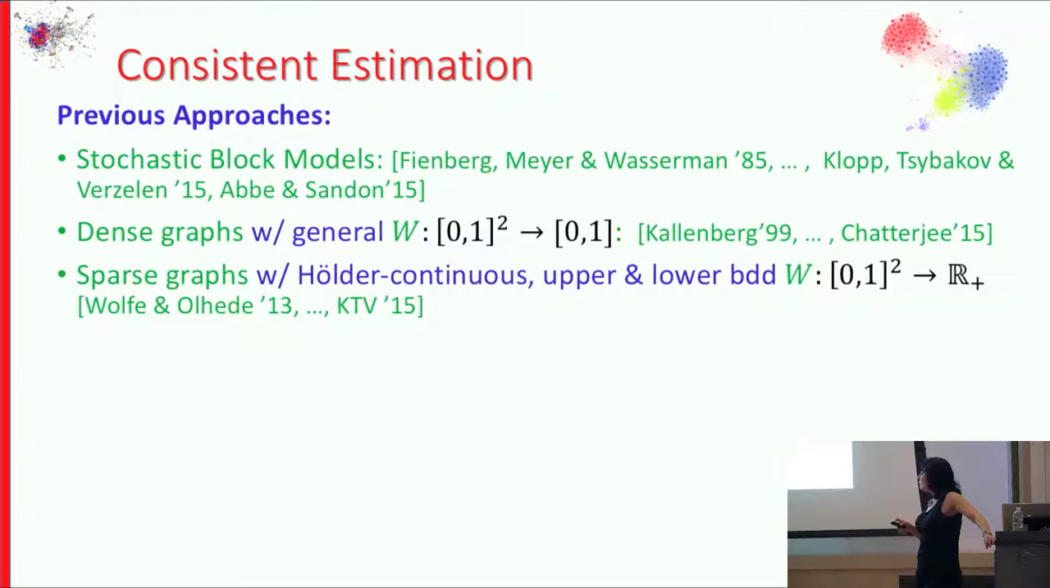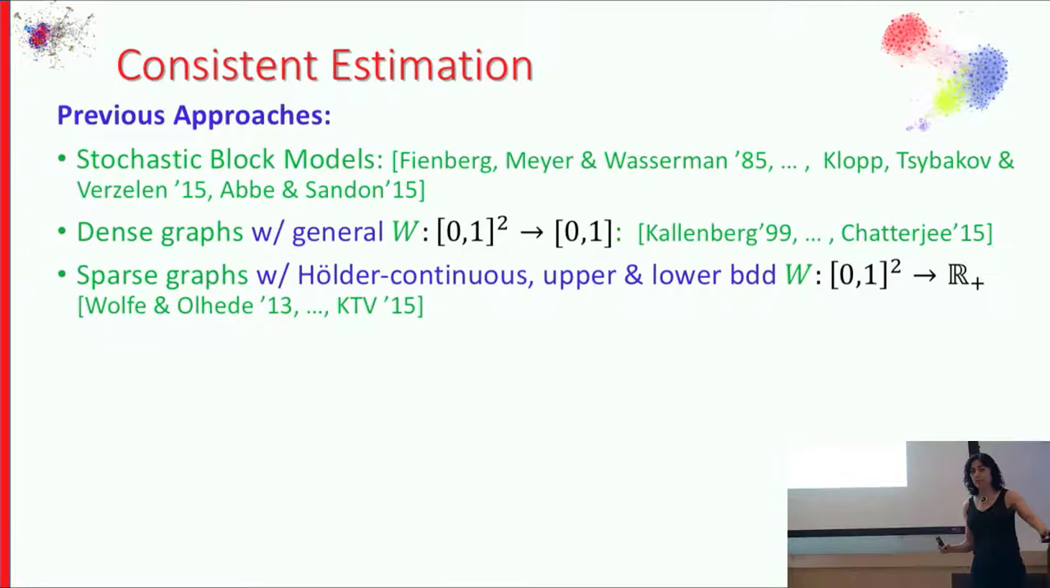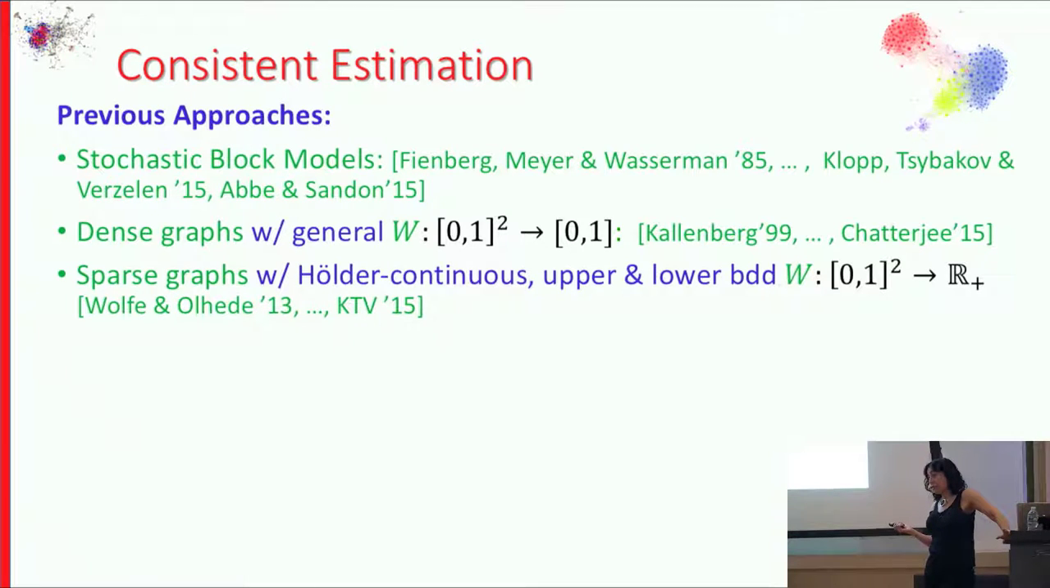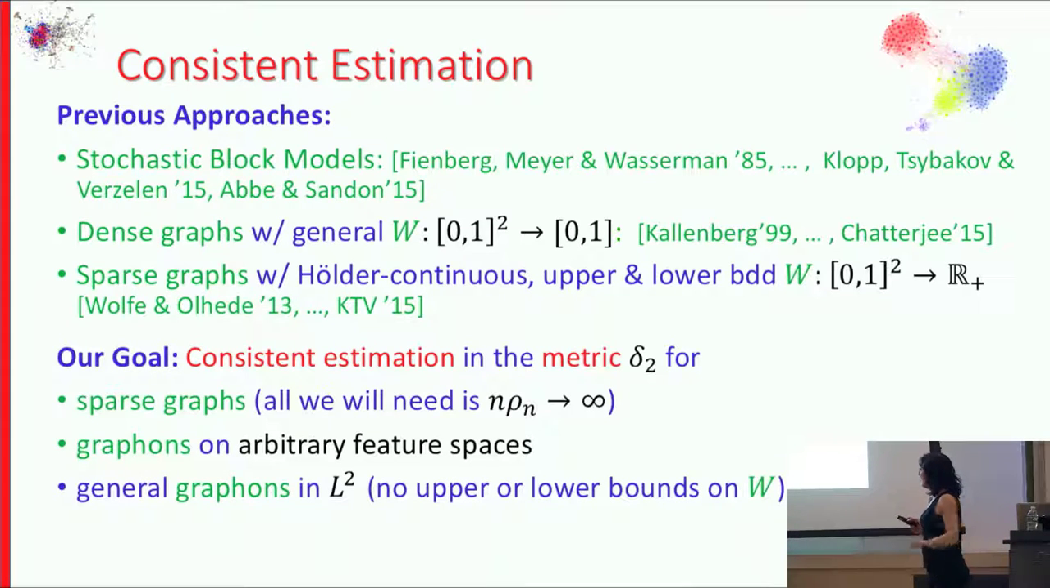Okay, so previous approaches. With stochastic block models, a lot of wonderful statisticians for the past 30 years have been using stochastic block models and proving some lovely results. For dense graphs, results go back to Kallenberg and up to today, and for sparse graphs, there was work on Hölder continuous graphons with upper and lower bounds on W. Now, one of the problems is, if I have an upper bound on W, I don't have any power laws. Power laws correspond to unbounded W. If I have a lower bound on W, that tells me that I can't have things like bipartite graphs, which is not good. I want to be able to model a bipartite graph. So our goal is consistent estimation for sparse graphs with arbitrary feature spaces and maybe a graphon that is square integrable or something, with no upper or lower bounds on W.